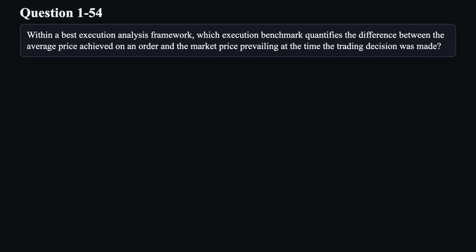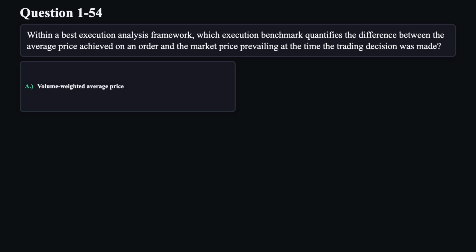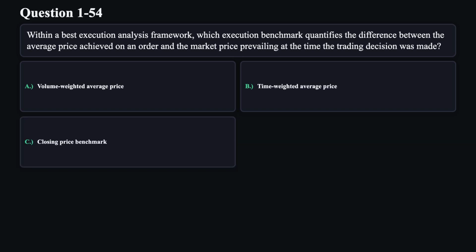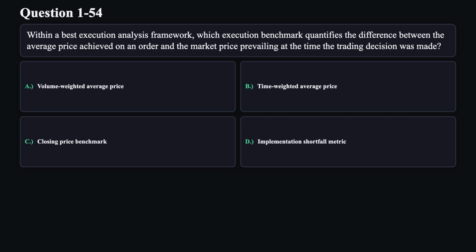Question 54. Within a best execution analysis framework, which execution benchmark quantifies the difference between the average price achieved on an order and the market price prevailing at the time the trading decision was made? A. Volume-weighted average price. B. Time-weighted average price. C. Closing price benchmark. D. Implementation shortfall metric.